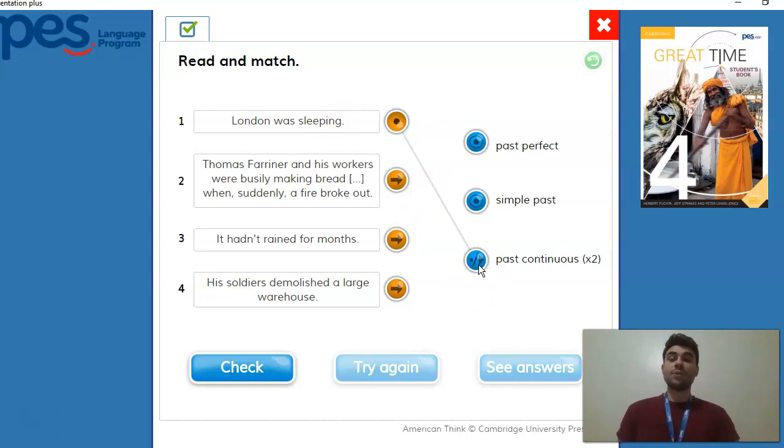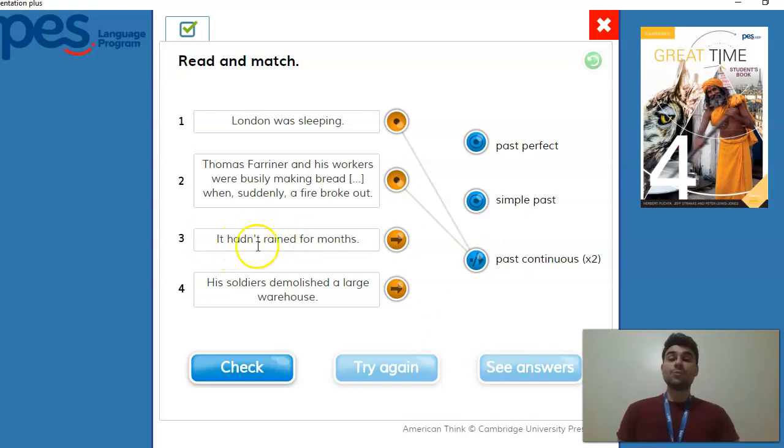All right? Good. Then number 2. Thomas Fariner and his workers were busily making bread when suddenly a fire broke out. So here we have a very similar situation as in number 1, because we have Thomas Fariner and his workers, so it's they, the subject, were, the verb to be in the past form, the verb make in the ing form. So we are also talking about a past continuous situation, all right?